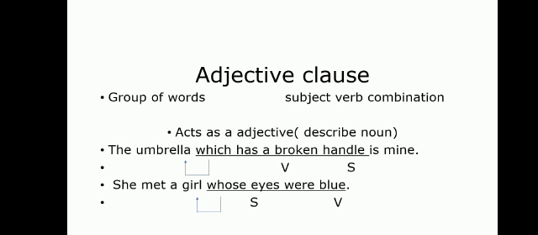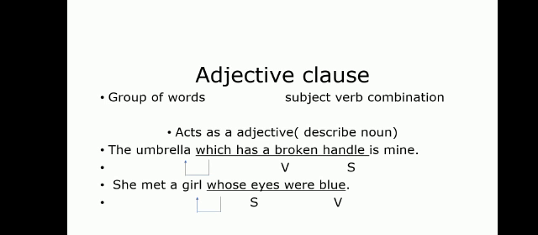Now over here, students, you can see the example. The umbrella which has a broken handle is mine. Now see the adjective clause. The underlined part of the sentence is called the adjective clause. How? This particular group of words which are underlined are acting as an adjective of the umbrella, that is the noun. Umbrella is the noun, and these words are giving you some more information about the noun umbrella. That the umbrella which has a broken handle is mine. It means these words are giving you more information about umbrella.